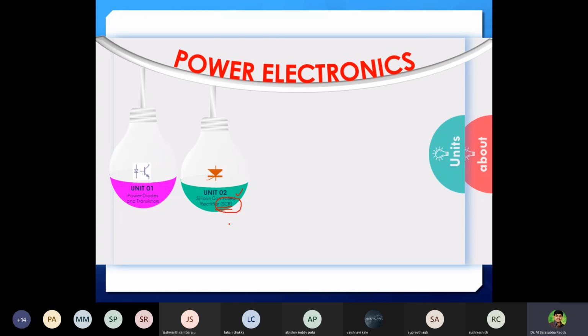So, all power electronics. Before going to this, first a definition is required. Define power electronics. Does anybody know any definition? You can unmute and say, if anybody is aware of this. What is power electronics, or define power electronics? Anybody?